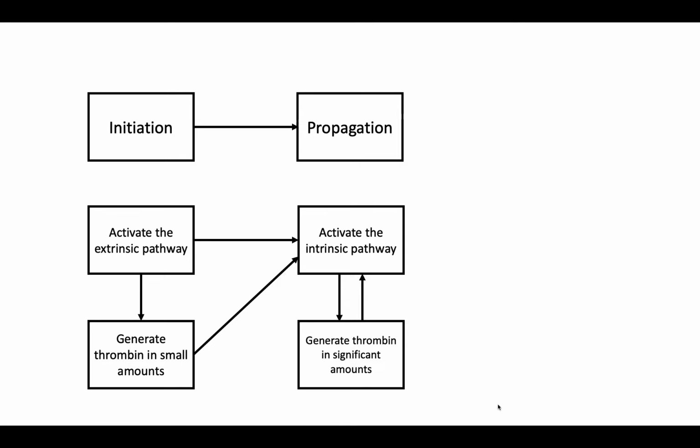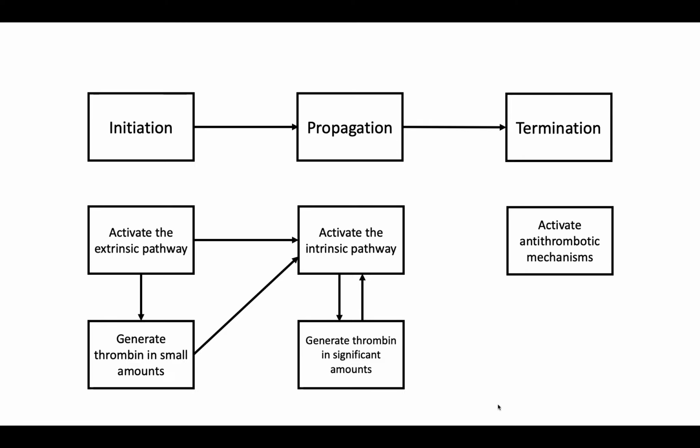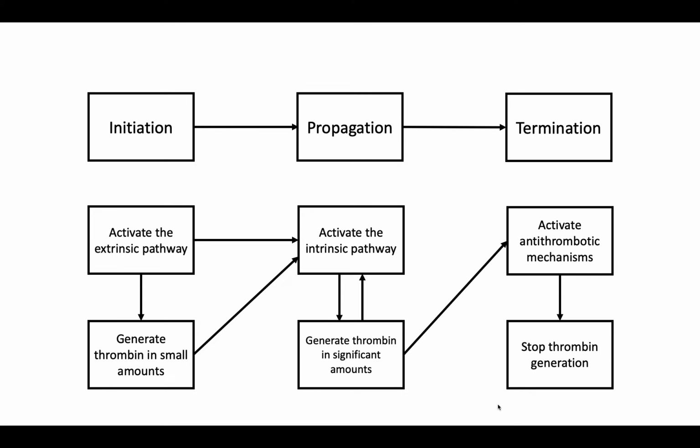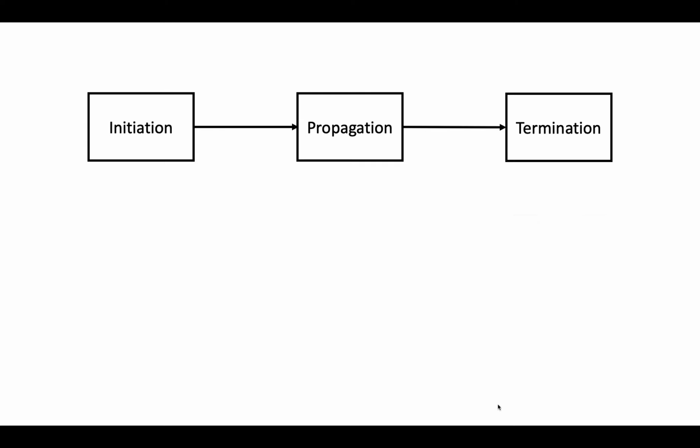The excess thrombin generated leads us to the next step, which is clot termination. In the step of clot termination, you activate antithrombotic mechanisms, and they lead you to stop thrombin generation. Remember that we said earlier that what contributes to stopping thrombin generation is thrombin excess. So thrombin excess acts as a positive feedback loop to activate antithrombotic mechanisms that stop thrombin generation.